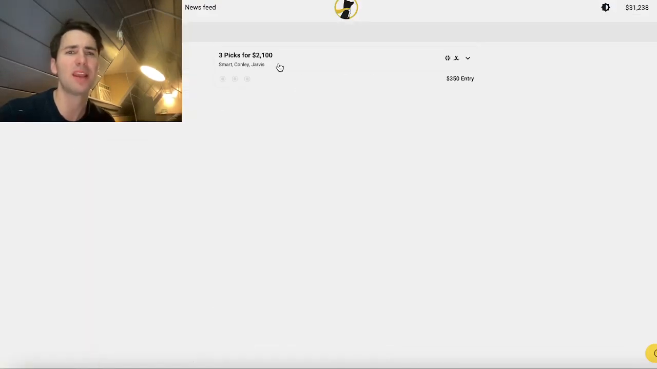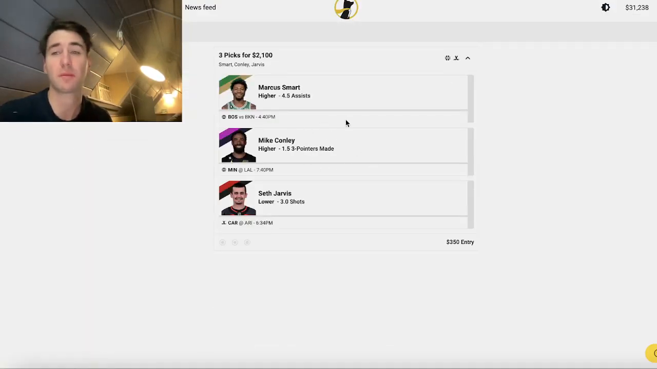What I ended up going with right here, very early in the morning for me, is Marcus Smart over 4.5 assists, Conley over 1.5 threes, and Seth Jarvis under 3 shots. This from the screen, this from the EV tool.